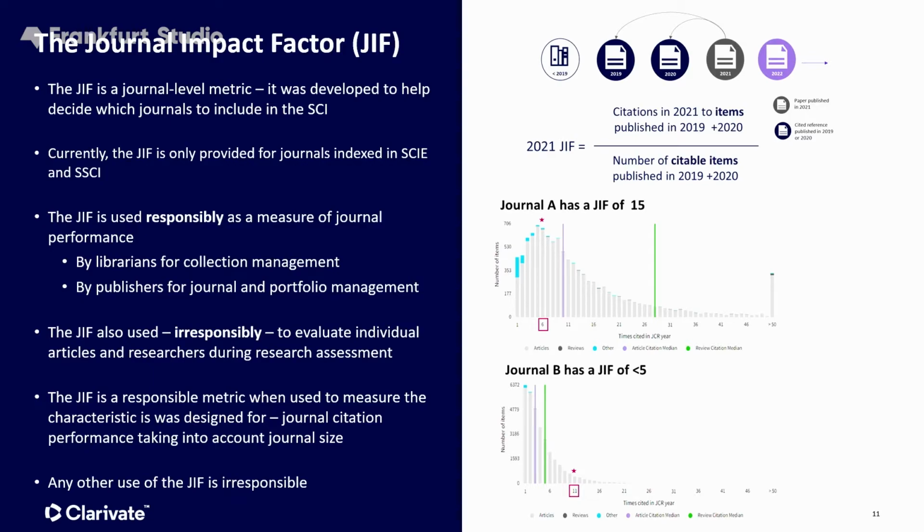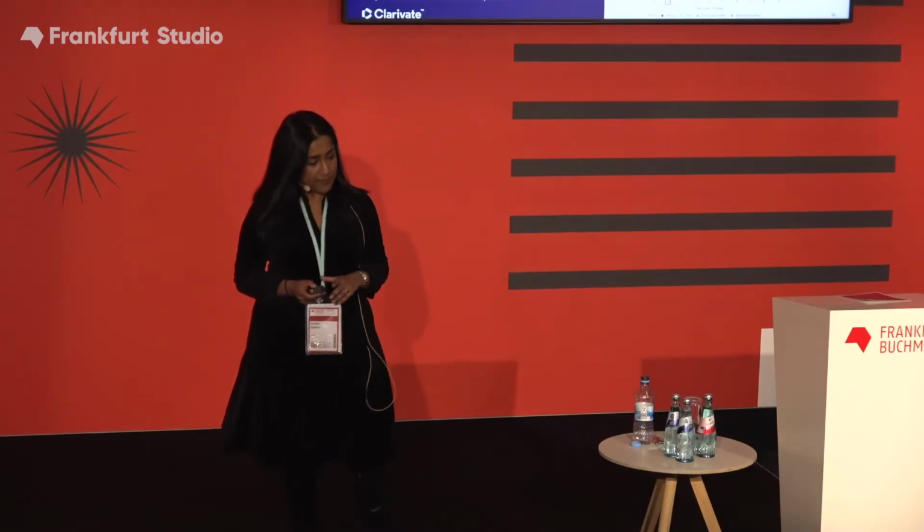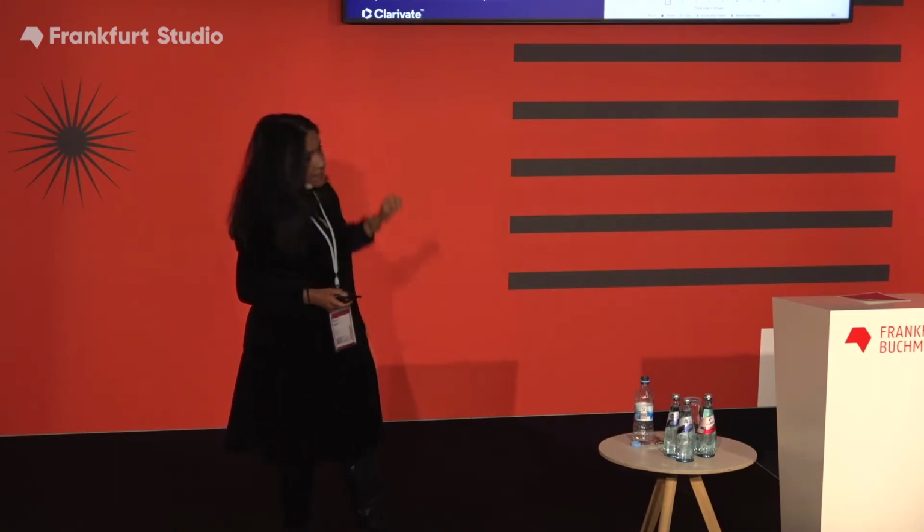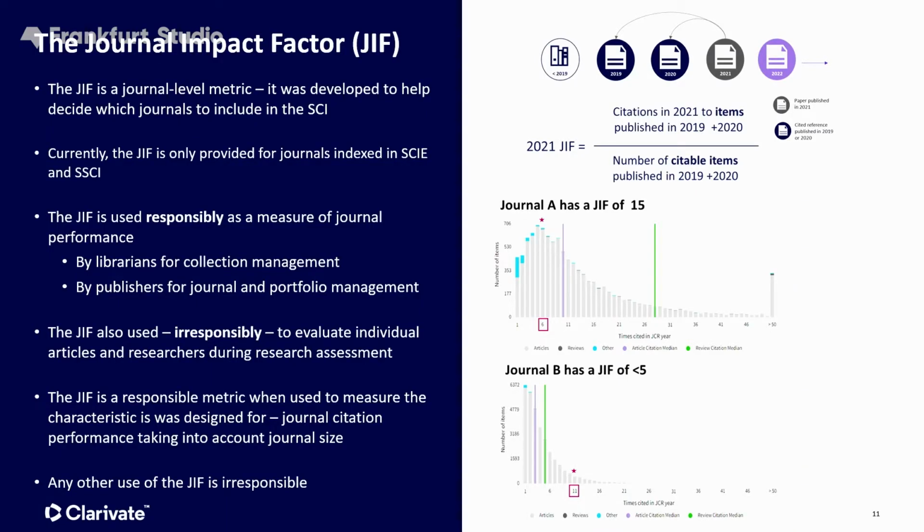So the JCR contains a wealth of data, but the one thing that gets most attention is the journal impact factor, the JIF. The JIF was introduced in 1975, and it was originally created to help in-house editors choose which journals to include in the Science Citation Index, the forerunner to the Web of Science. And currently, the JIF is only provided for journals in the Science Citation Index Expanded and in the Social Sciences Citation Index. And the top graphic there explains how a JIF is calculated.